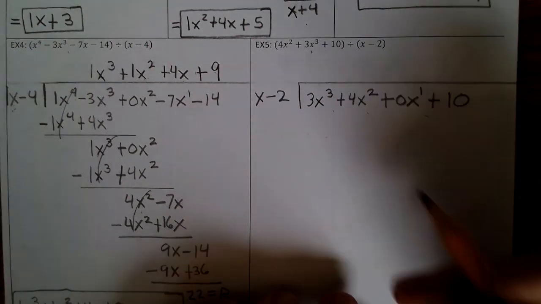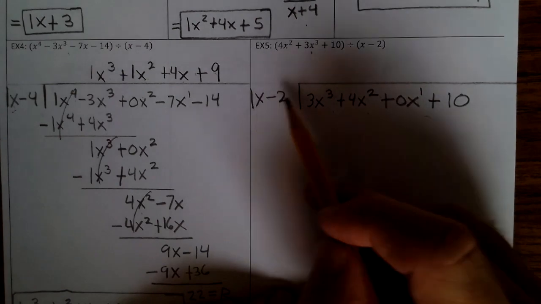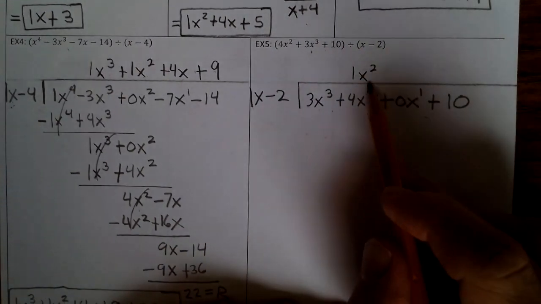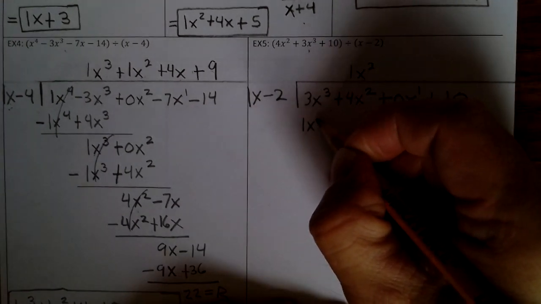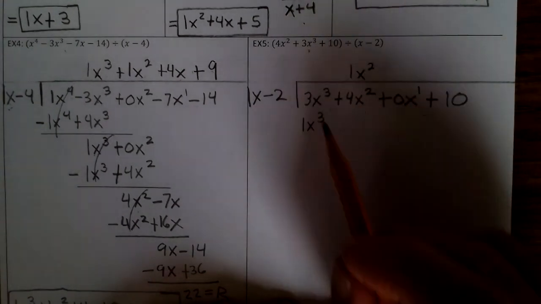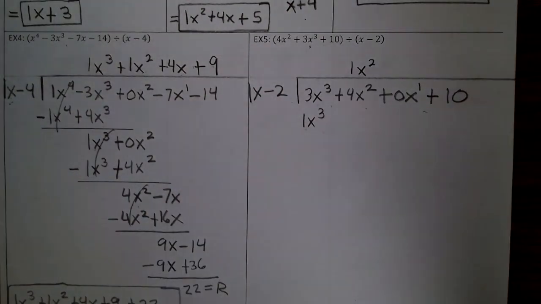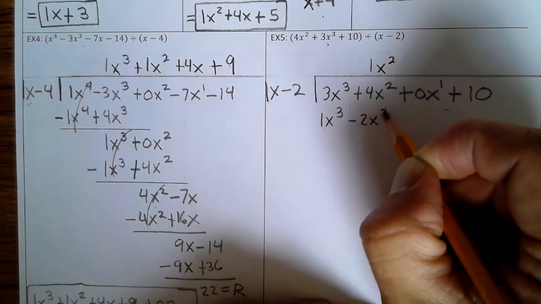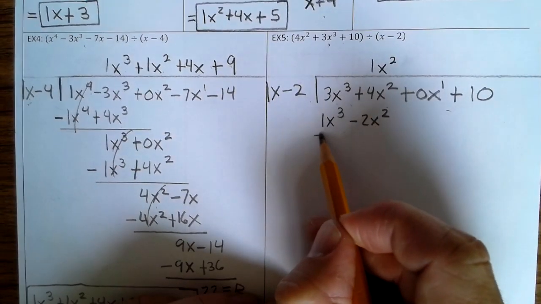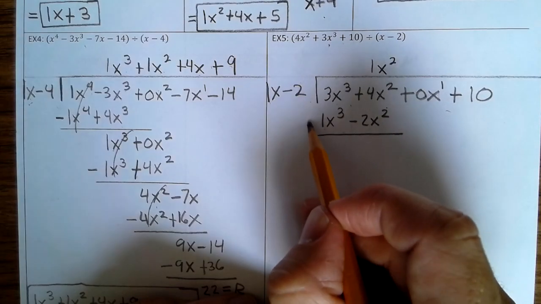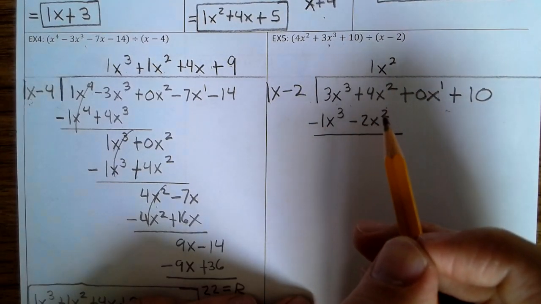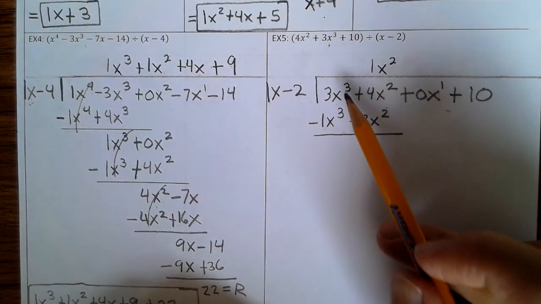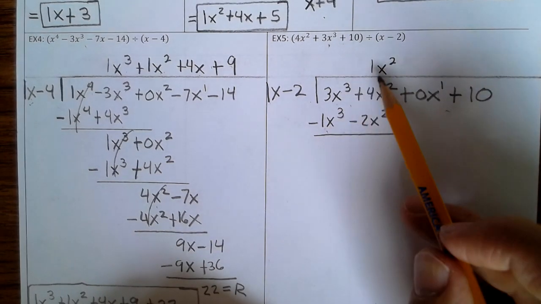Okay, so now we ask ourselves, what do you multiply 1x by to give you 1x cubed? The answer to that is 1x squared. So we multiply 1x squared times 1x is 1x cubed. 1x squared times negative 2 is negative 2x squared. Now subtract. Ooh, wait a second. Now I'm kind of glad I made this mistake. If these don't cancel, then you made a mistake here.